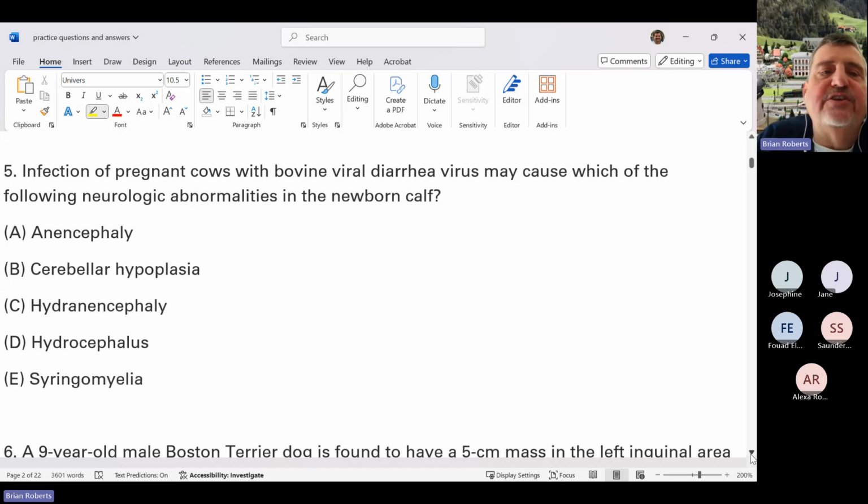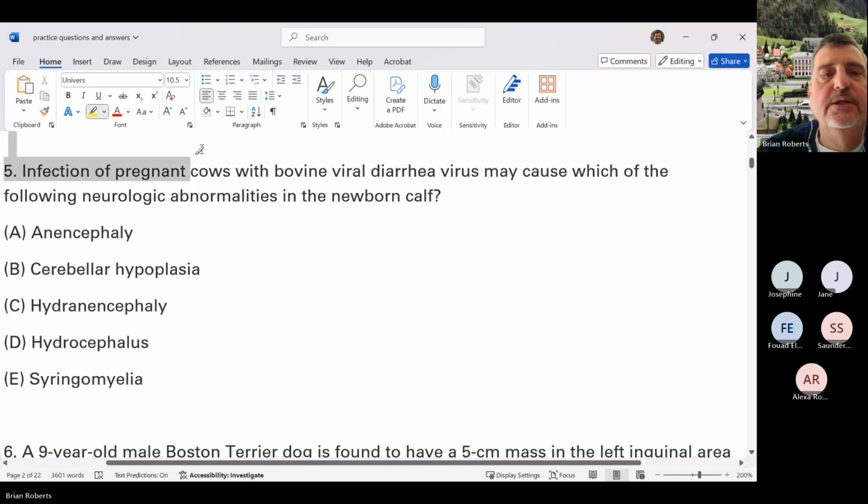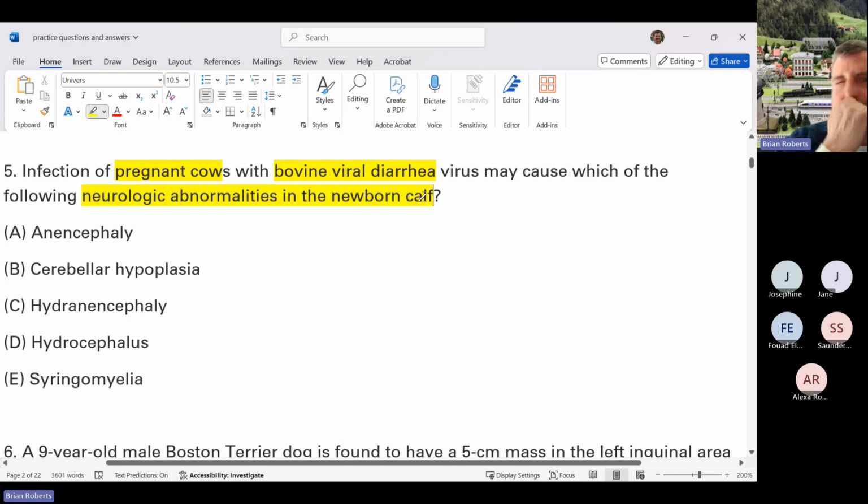So here we have an infection of pregnant cows. So this is herd health, right? They're talking about a whole bunch of pregnant cows with BVD. It may cause what neuro problem in a newborn calf? Okay. So anencephaly, cerebellar hypoplasia, hydranencephaly, hydrocephalus, or syringomyelia.